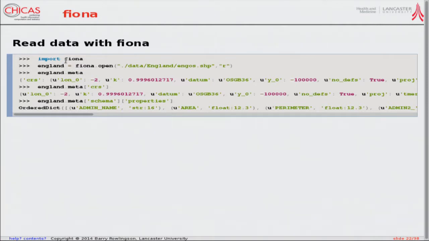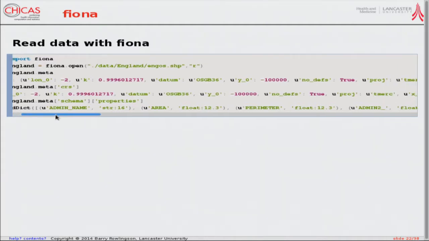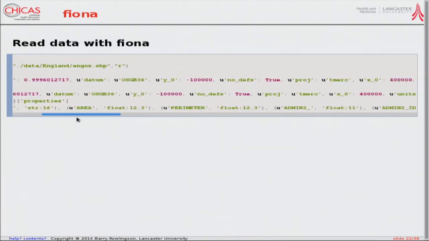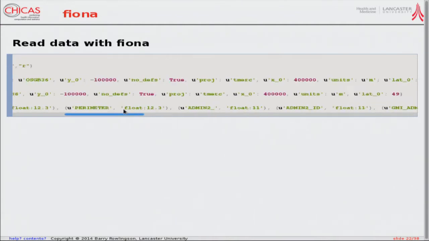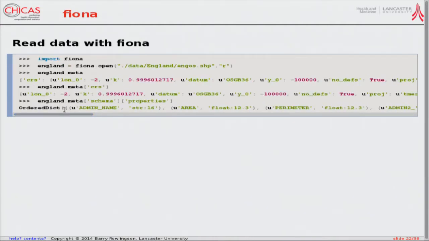But this is a package for reading OGR data. So I can just input the Fiona module, open the shapefile for reading, and then I can get the metadata, the coordinate system, the bounding box, features, all that kind of stuff. And I can get the schema of the data, so I know that this is a map of England, and it's got perimeter and admin area names and various other codes and what country it's in for each of those, but I can't plot it yet.